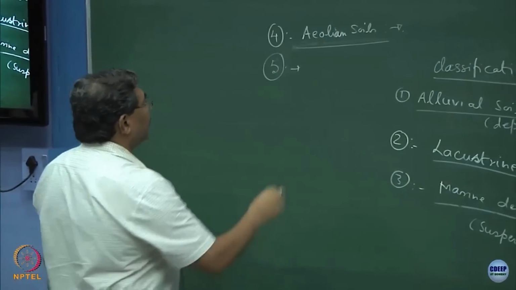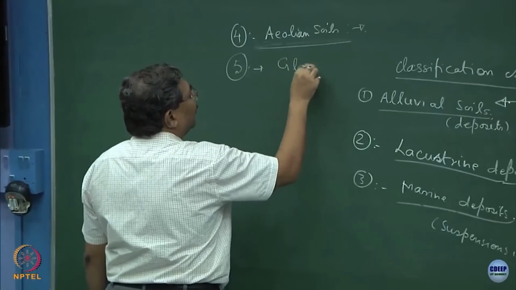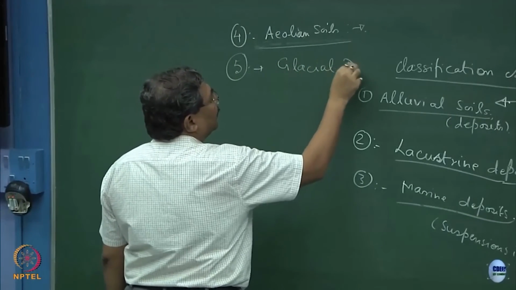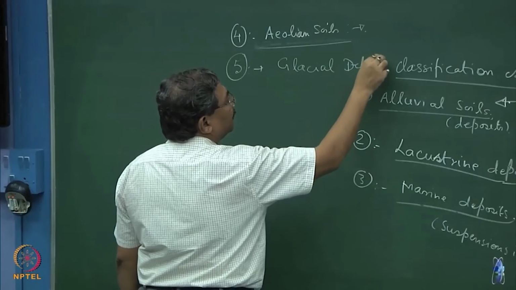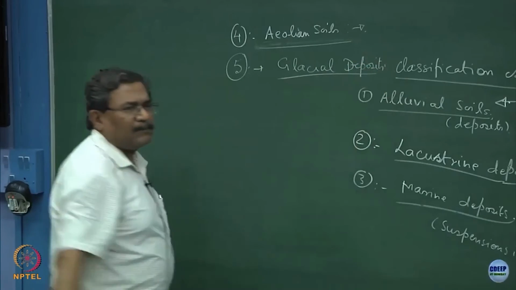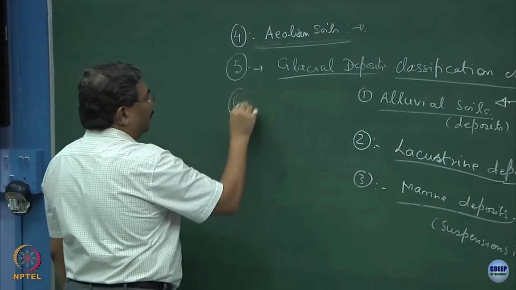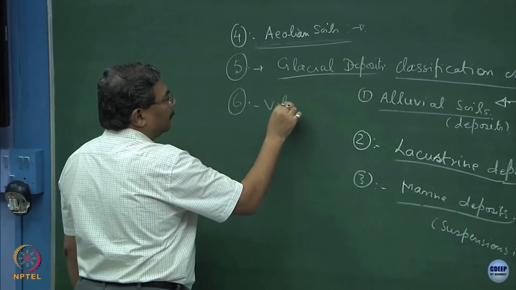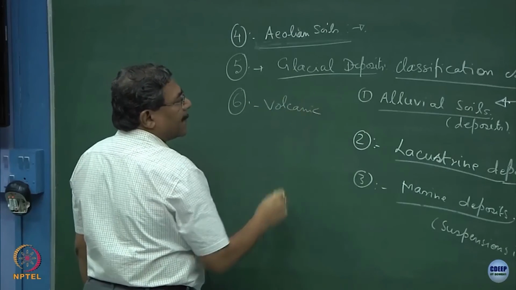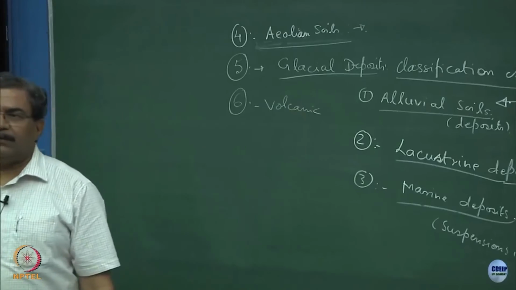Then comes the glacial deposits. I think I have given you enough idea about glacial deposits. Anything which is formed due to ice. The sixth one is volcanic. You can say volcanic deposits, why not?